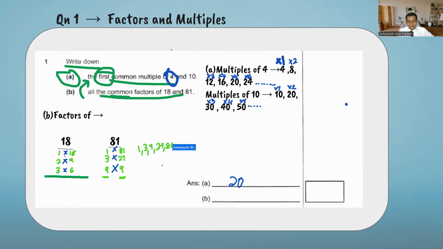Okay? So now we need to find the common ones. What are the common ones? We have 1, we have 3, we have 9, and that's it. So the common factors of 18 and 81 are 1, 3, and 9. So this is your answer for this question.